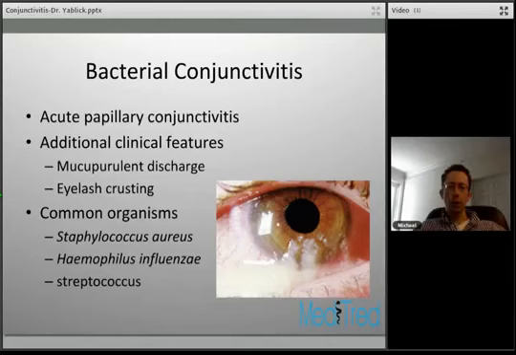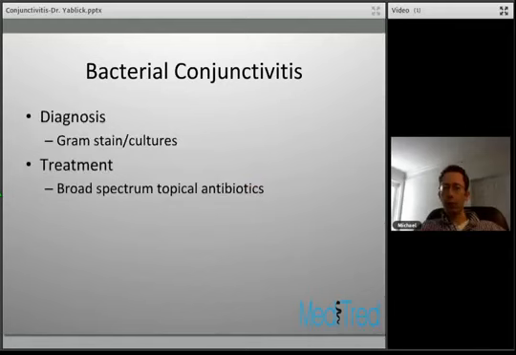You diagnose bacterial conjunctivitis based on your gram stain and cultures, as with hyperacute conjunctivitis. And then you basically treat with broad-spectrum topical antibiotics. So that's acute papillary conjunctivitis. We'll move on to chronic papillary conjunctivitis now.